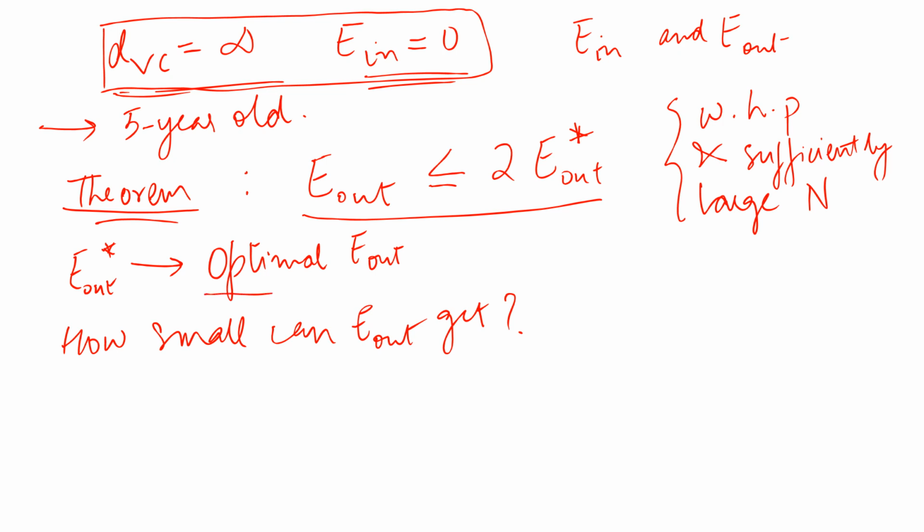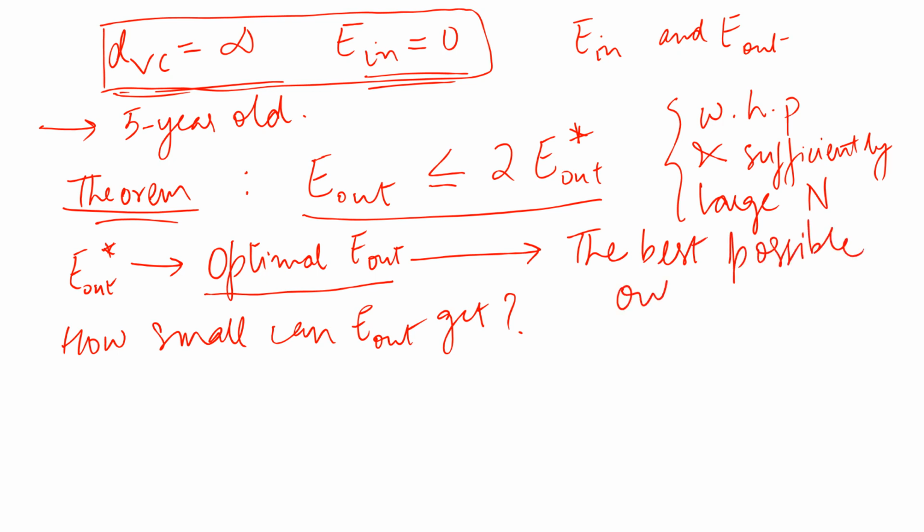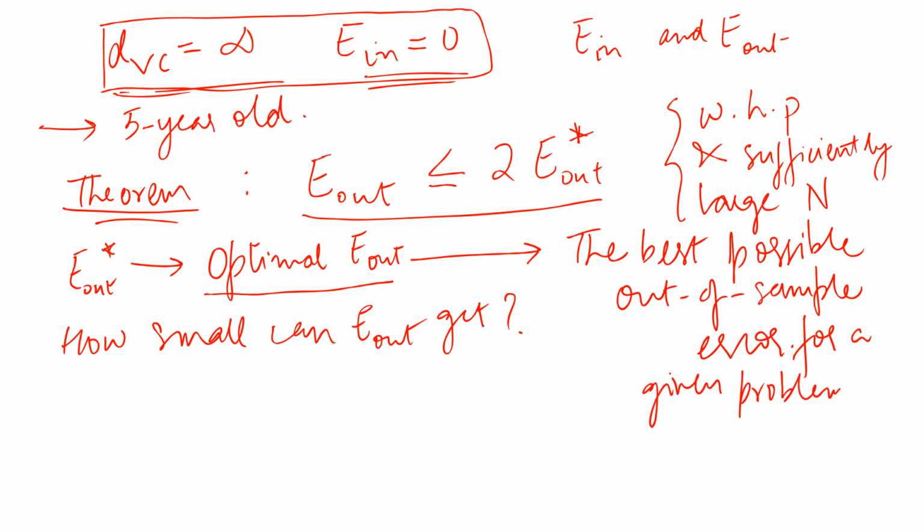Coming back to what is this optimal E out, that's the next question. It is the best possible out of sample error. This is the best that you can get for any given problem. You cannot get better than this. That's what this is saying.